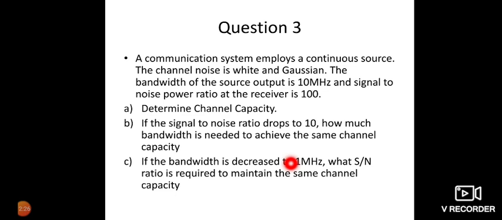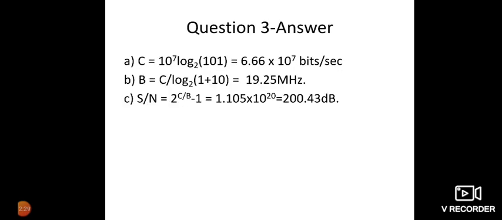So C is known, B is known. We want to find S by N. Okay, so here S by N equals 2 raised to C by B minus 1. We will get 200.43 dB. Okay, that is, we will get the S by N in watts. Then when we are converting it to dB, we will get 200.43.